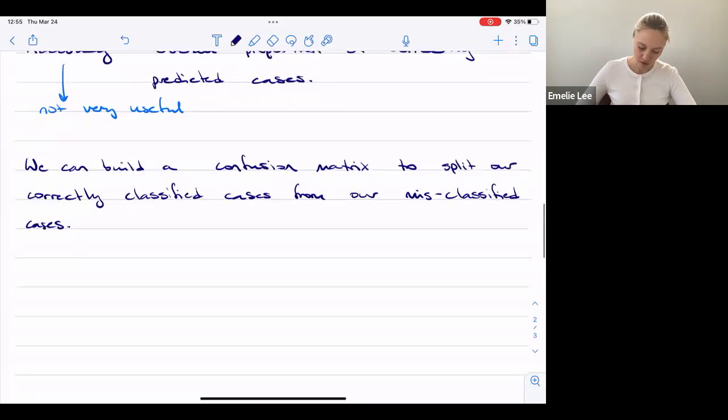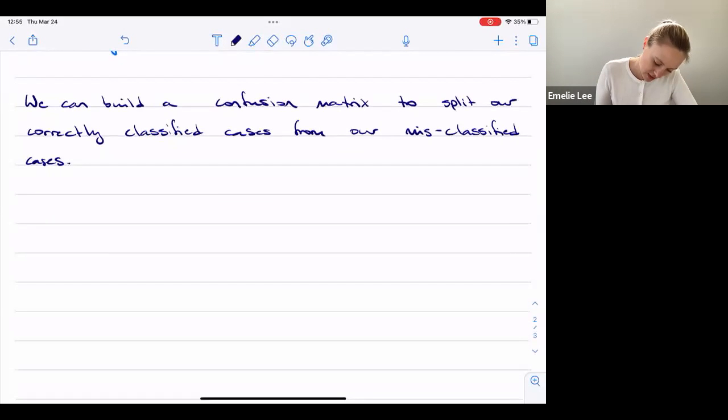Okay. So this confusion matrix, and I think that's such a cute name for it. Like, oh, these guys are right, these guys are wrong, these guys are right, these guys are wrong. Well, what does it look like? Okay, here we go.